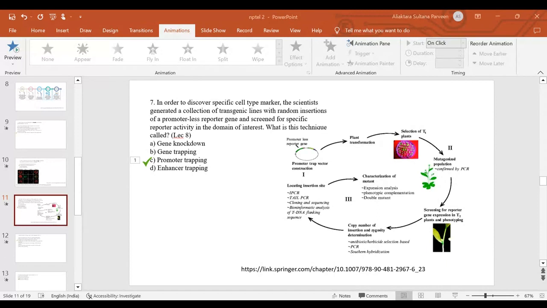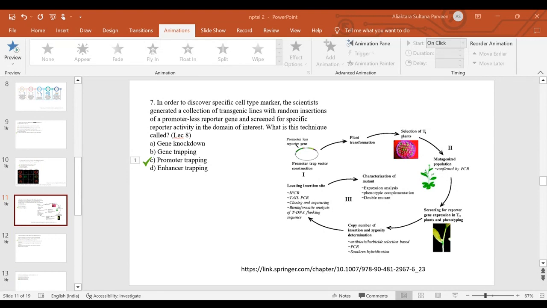So for that, you are checking the reporter. It could be some kind of antibody marker also. If that is getting expressed, that means it has come in contact with some kind of promoter, and later on, by checking the sequence of that promoter, we can actually identify which promoter it is.